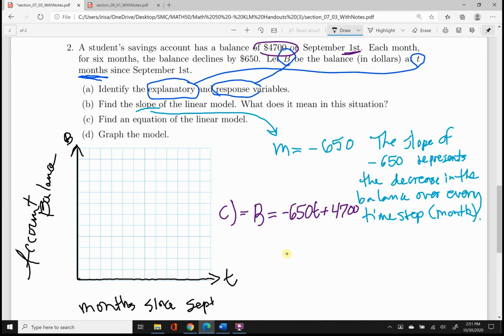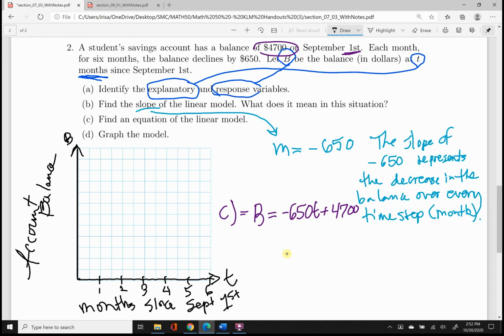Now we don't have any kind of end to it. It says 6 months, so there should be 6 tick marks here. So here's 0 months right here at the intersection of the two axes. Here's 1 month, 2, 3, 4, 5, 6. So we want to make sure that there's a tick mark for each of those.